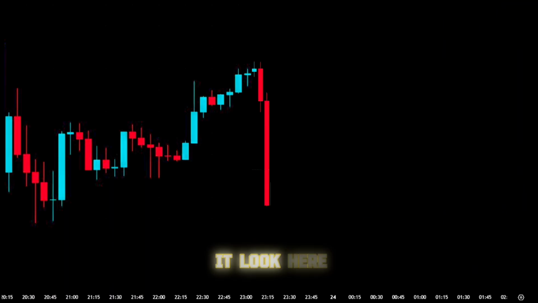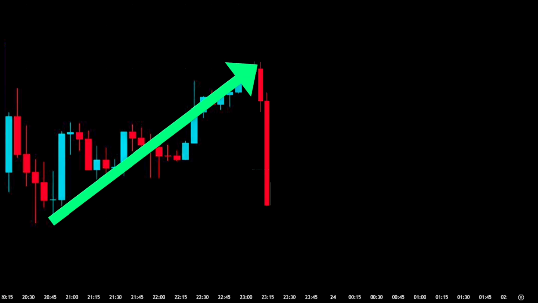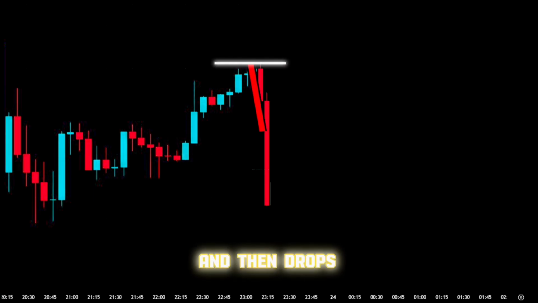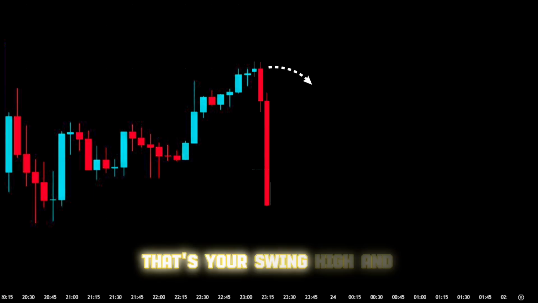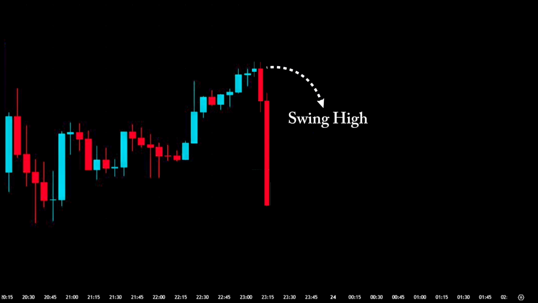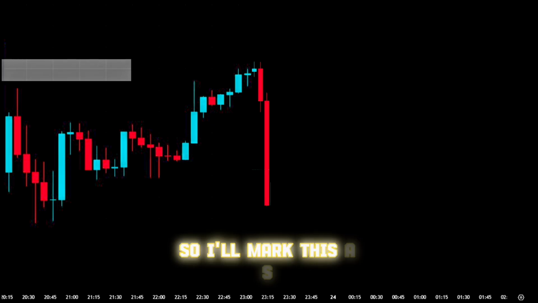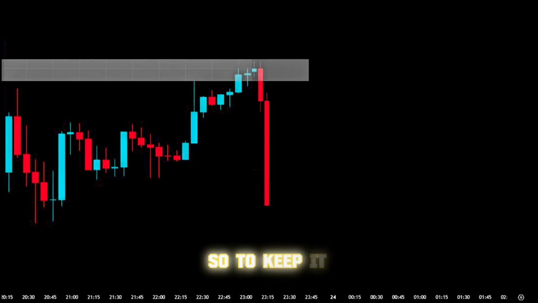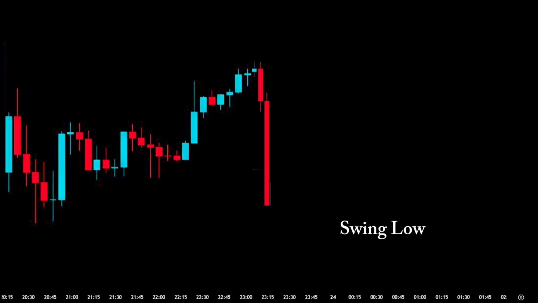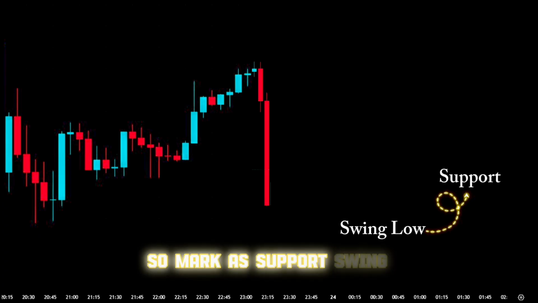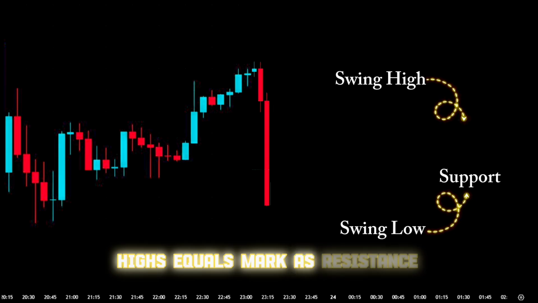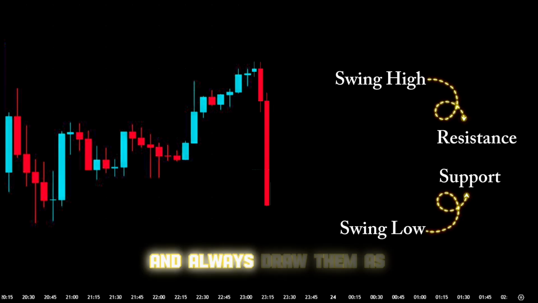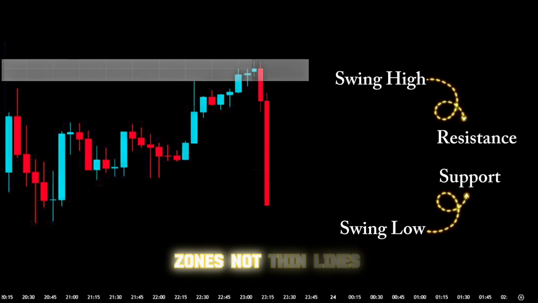Now let's flip it. Look here, the price moves up, reaches this peak, and then drops back down sharply. That's your swing high, and it shows you where sellers dominated. So I'll mark this as a resistance zone. So to keep it simple, swing lows mark as support, swing highs mark as resistance, and always draw them as zones, not thin lines.